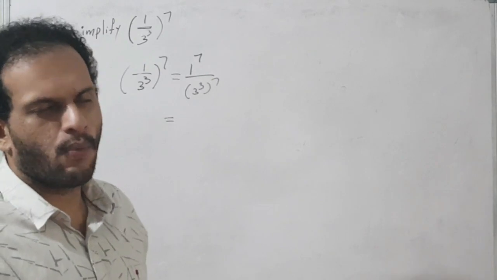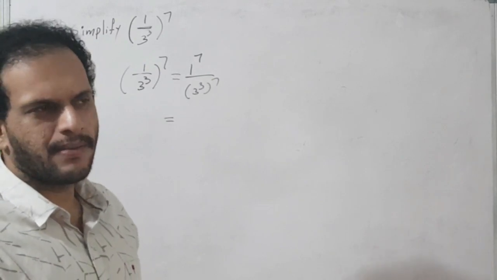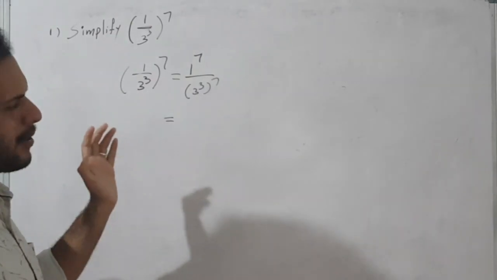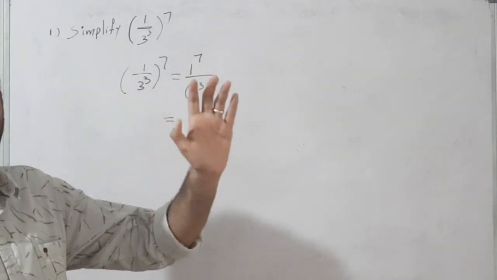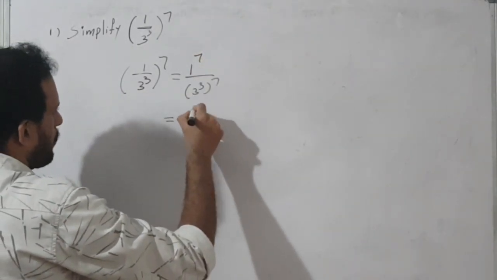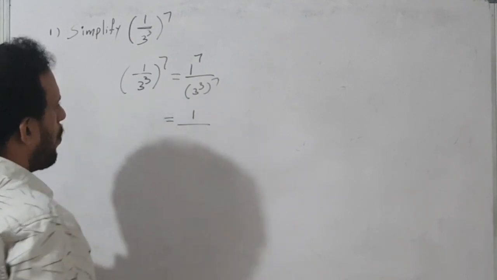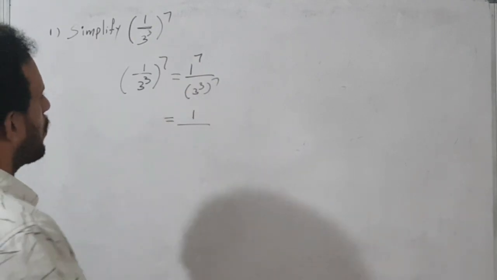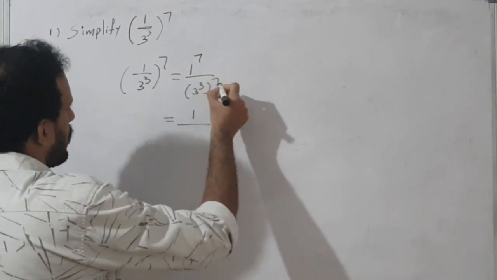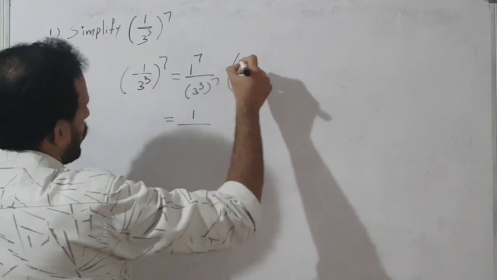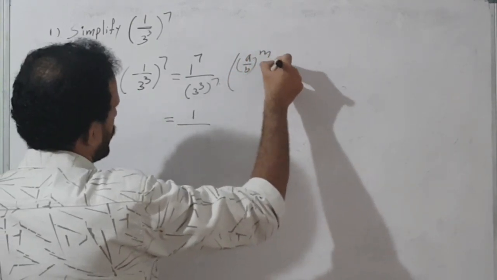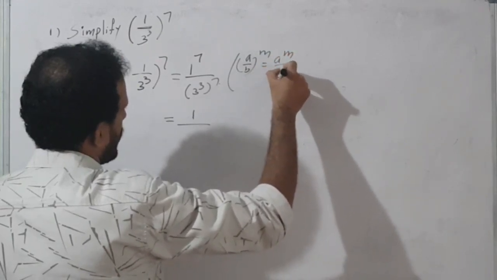We need to multiply 1 seven times. So what is 1 into 1 into 1? However many times we multiply 1, we get only one answer. That is 1. So 1 raised to 7 is equal to 1 by, what is this form? This form is a raised to m whole raised to n. Here we use the law a by b whole raised to m is equal to a raised to m by b raised to m.